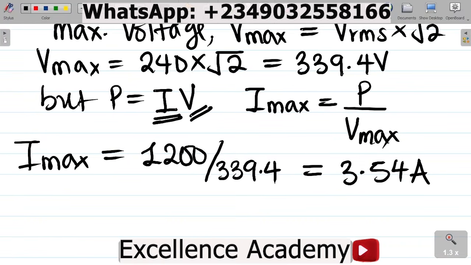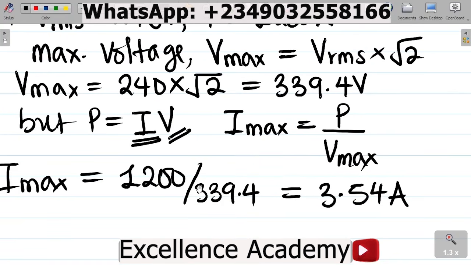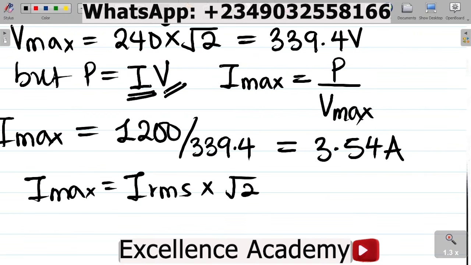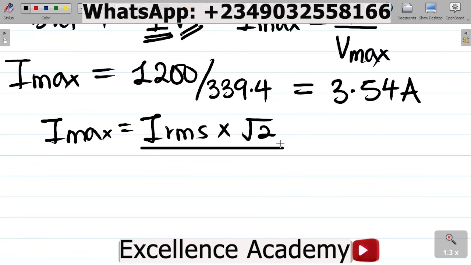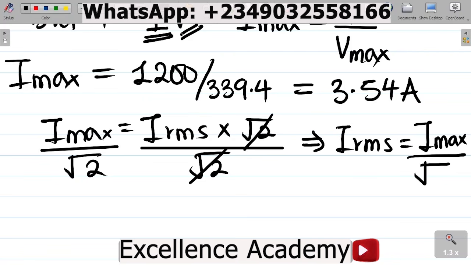And we know that V max is equal to VRMS times root 2. In the same way, I max will be equal to IRMS, which you're asked to find, times root 2. So to get the value of IRMS, I'll divide both sides by root 2. Square root of 2, square root of 2, this cancels this. So IRMS is equal to I max all over root 2.